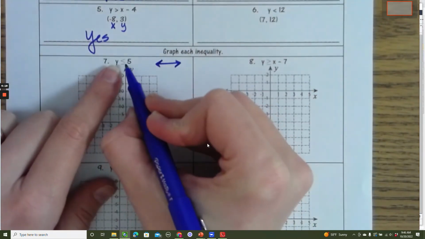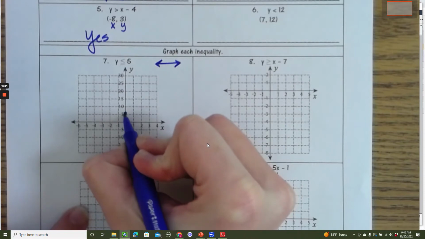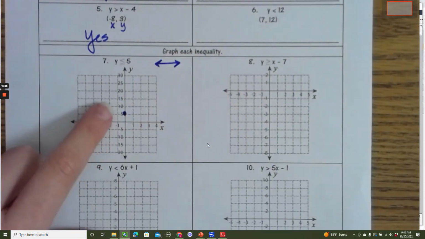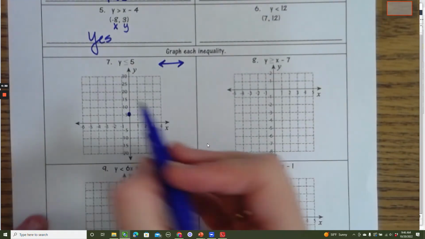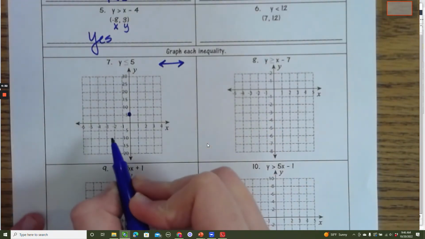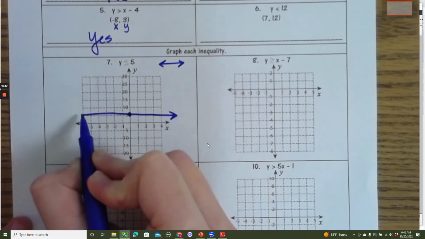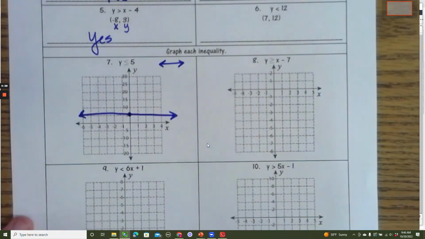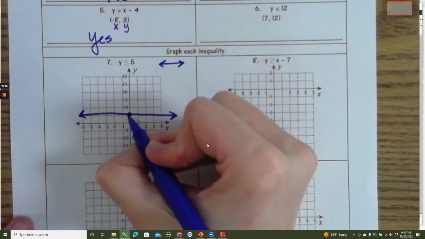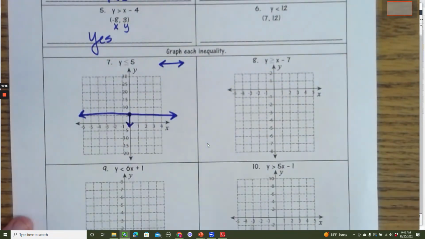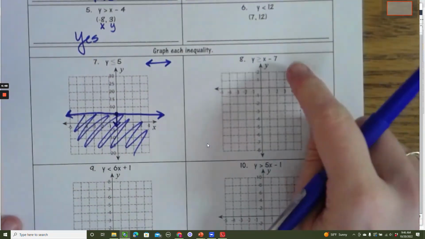I find a 5 on the Y-axis. It's right there. Look at the scaling of it. Okay? So we just draw. Is it going to be a solid or a dashed line? Solid. All right, Y is less than. Do I shade above or below? If it's less than, it's down here. What's the slope on number 8?